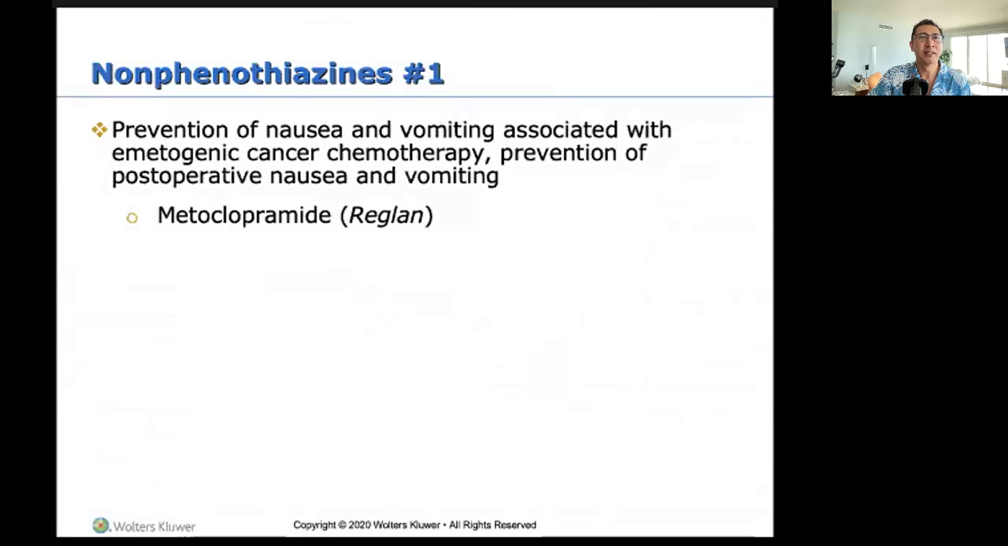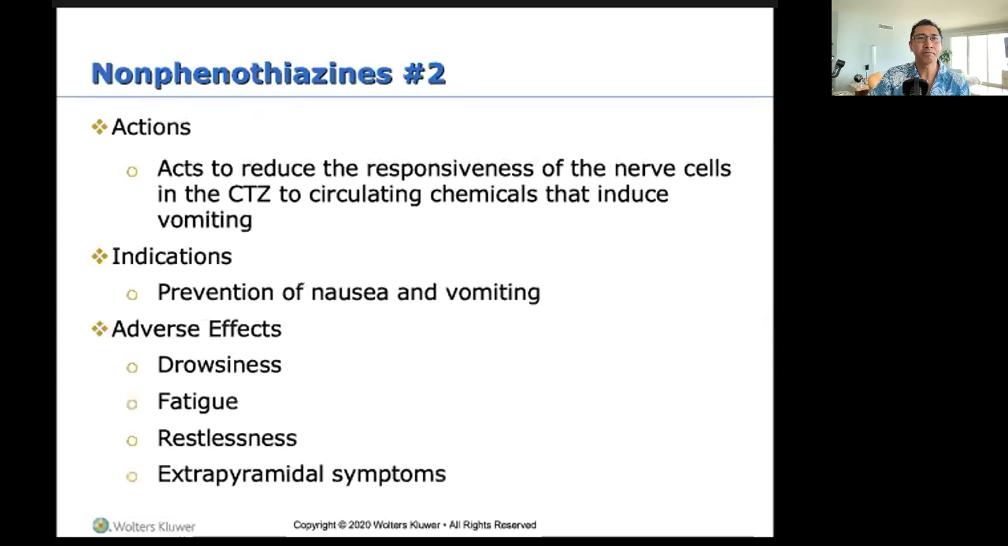The non-phenothiazines, prevention of nausea and vomiting, same. It works through the chemoreceptors in our brain. This is the Reglan. It's almost the same as all of the anti-nausea medications. One thing that they have in common is it may cause drowsiness, fatigue. I don't know about extrapyramidal symptoms, but it's there. It happens rarely.